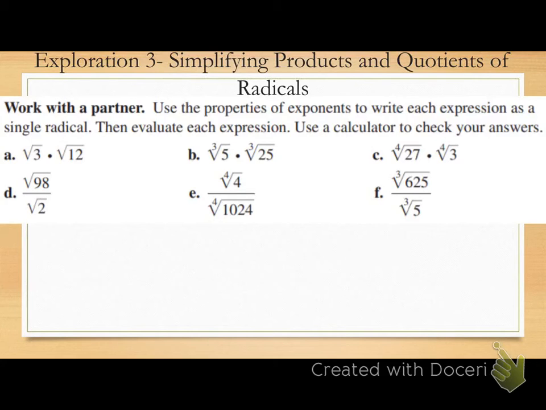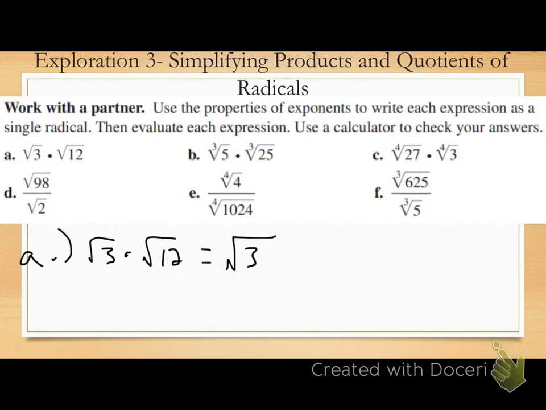So, letter A. I have the square root of 3 times the square root of 12. We kind of covered this when we were dividing radicals and multiplying to get the radical out of the denominator. If I'm multiplying radicals, you guys remember what we did on those worksheets? If we're multiplying radicals, what do we do? You find 3 times 12. Very good. So letter A, I have the square root of 3 times the square root of 12.